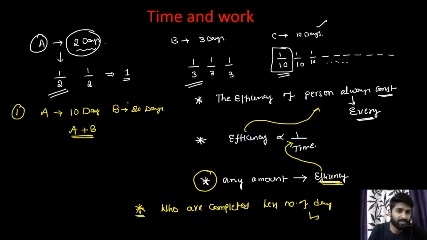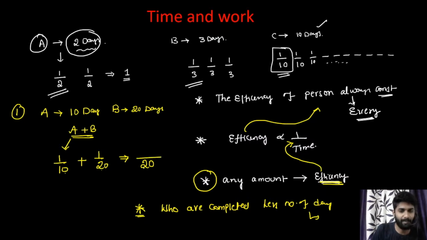Definitely guys, if two persons are working together, the work is completed in fewer days when compared to a single one. Let's see that. A's per day work is equal to 1 by 10th. B's per day work is equal to 1 by 20th. If both are working together, see the LCM of 10 and 20 is equal to 20.